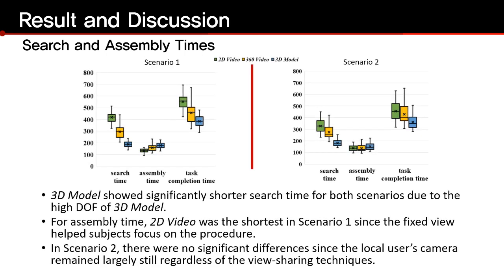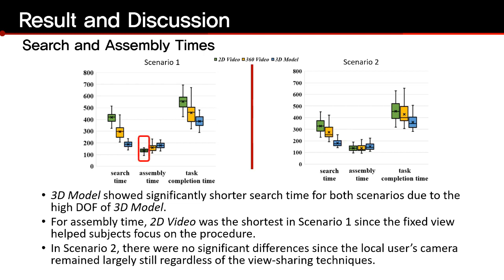Now let me present the results of the experiment. First, we analyzed the objective performance measures, search and assembly times for each scenario. For search time, 3D model was significantly shorter for both scenario 1 and 2. This can be explained by the high DOF of 3D model, allowing experts freedom of movement.